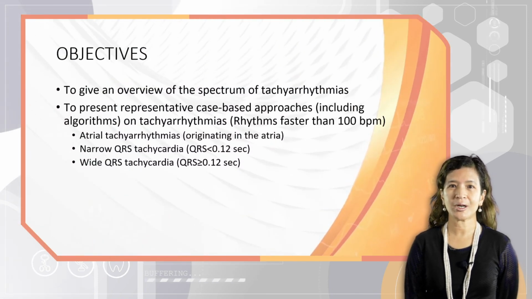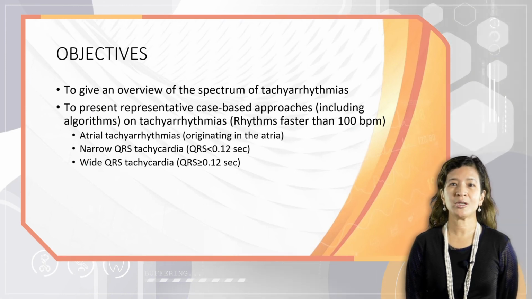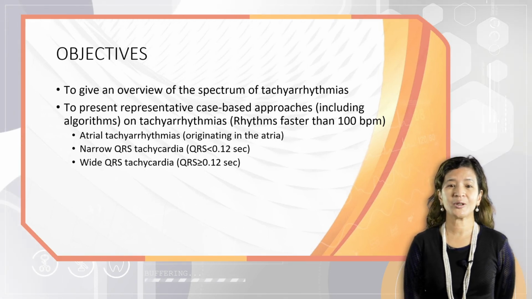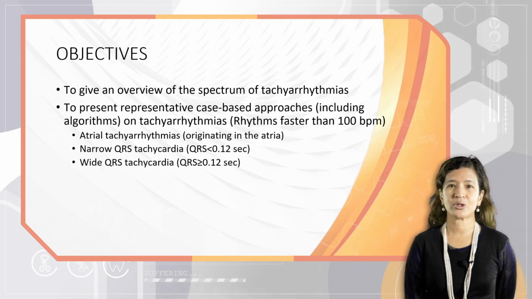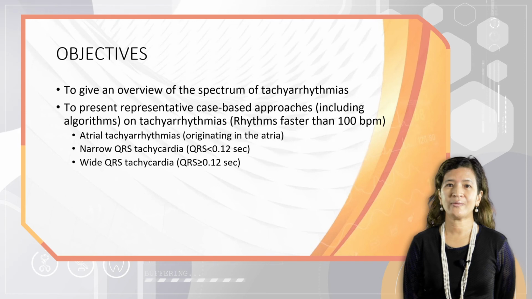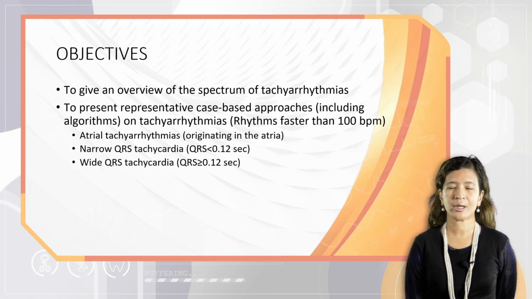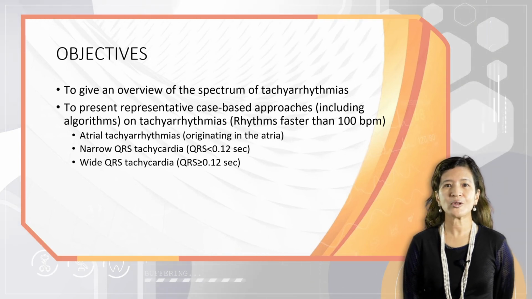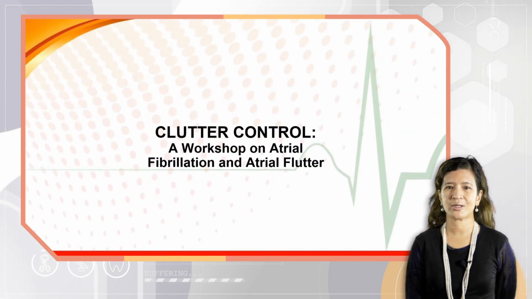And then we will do a case-based approach on tachyarrhythmias, which we at this point are defining as rhythms faster than 100 beats per minute. And this particularly will be subdivided into three types. We have the atrial tachyarrhythmias, those originating in the atria. We have the narrow and the wide QRS tachycardias with a delineating QRS duration of 0.12 seconds. Now for the first workshop, we will be talking about atrial tachyarrhythmias.